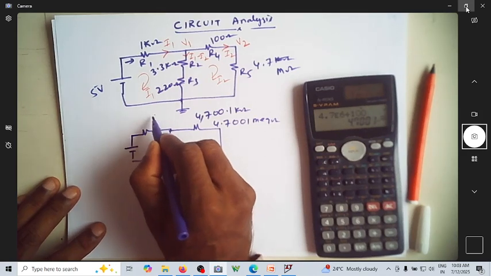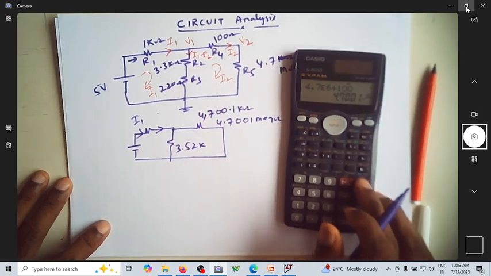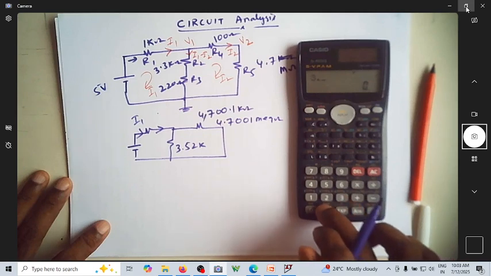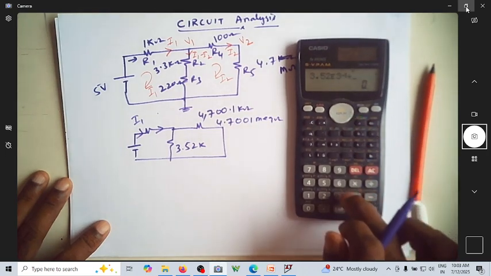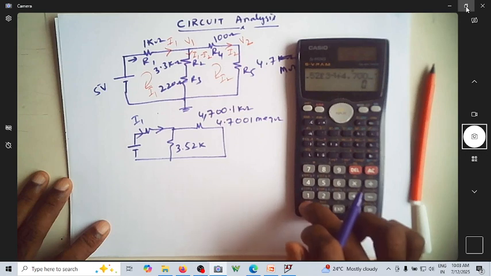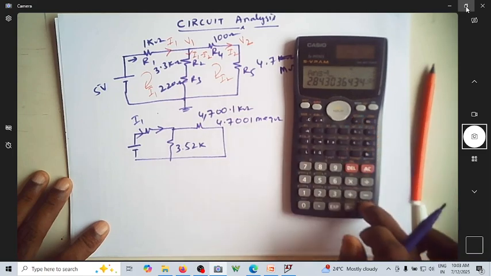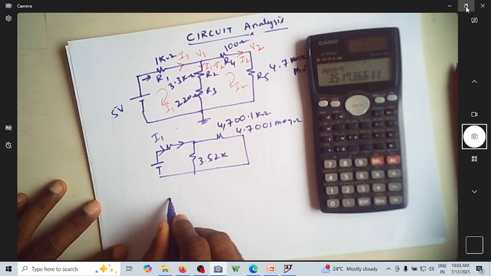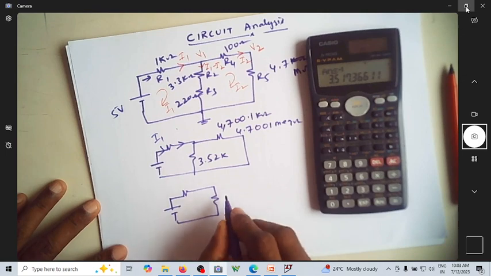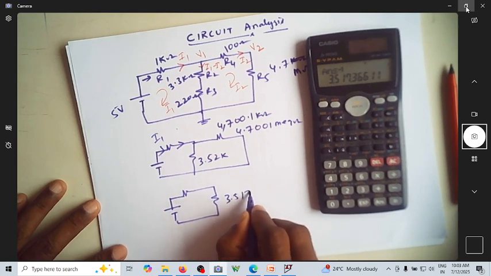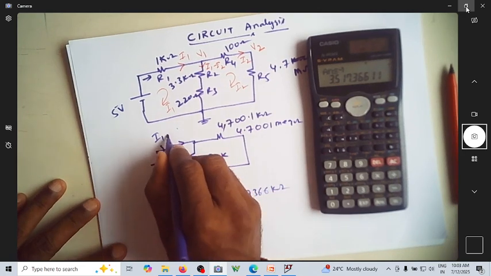If you want to know what the current is, this current I1, then these two will come in parallel. So what is the parallel combination of 3.52 exponential of 3 inverse plus 4.7001 exponential 6 inverse, equals inverse, equals. So the equivalent resistance is 3.517366 kilo ohms, and this is 1 kilo.